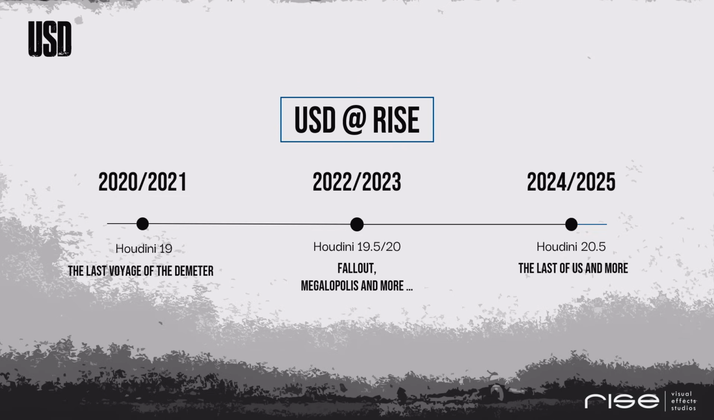At RISE, we've been using a start-to-end USD-based workflow for about 4 years now. The first full project built on the USD pipeline was the Last Voyage of the Demeter back in 2021. Since then, the pipeline has grown significantly, something I already touched on last year here at FMX during my Fallout talk. By the time we worked on Fallout in 2023, the system had become much more stable, modular, and also production-proven. This solid foundation gave us the freedom in 2024 to really build on top of it.